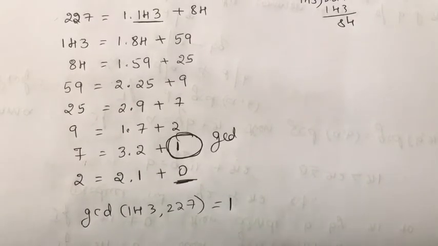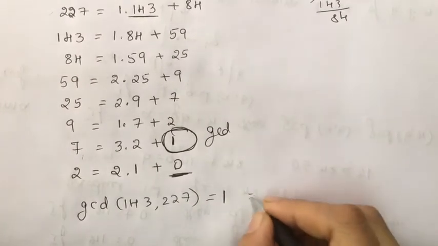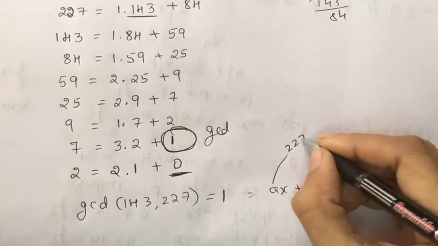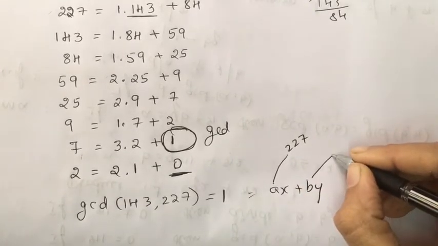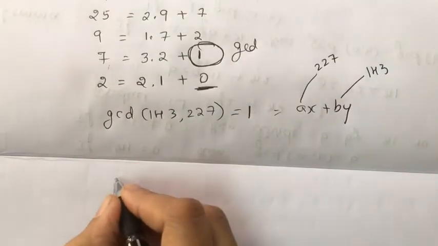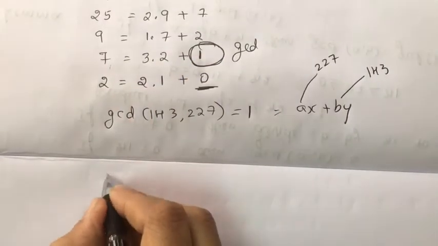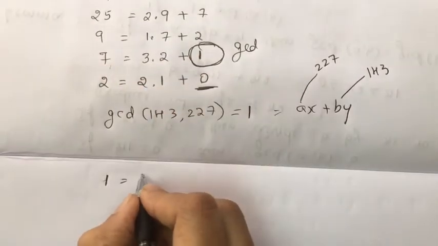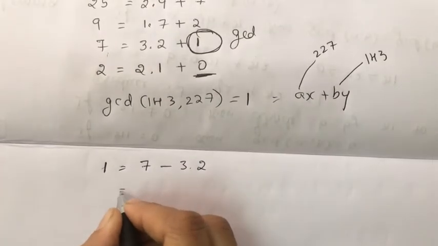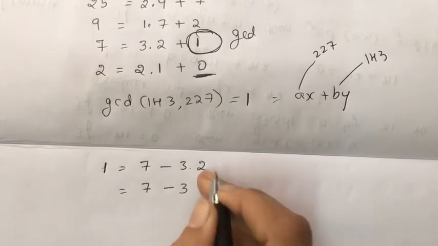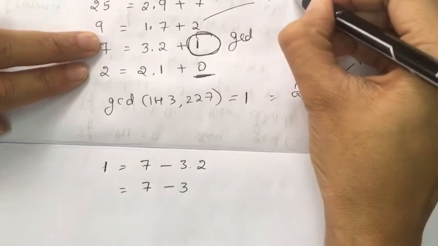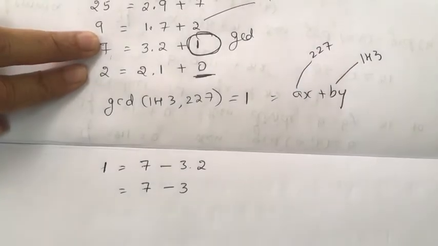Now I have to express this GCD in terms of ax plus by, where a I have taken as 227 and b I have taken as 143. So I have to rewrite now. What I have got, the last equation, 1 is equal to 7 minus 3 into 2, right? So I can rewrite this as 7 minus 3. This 2 can be written as 9 minus 1 into 7.